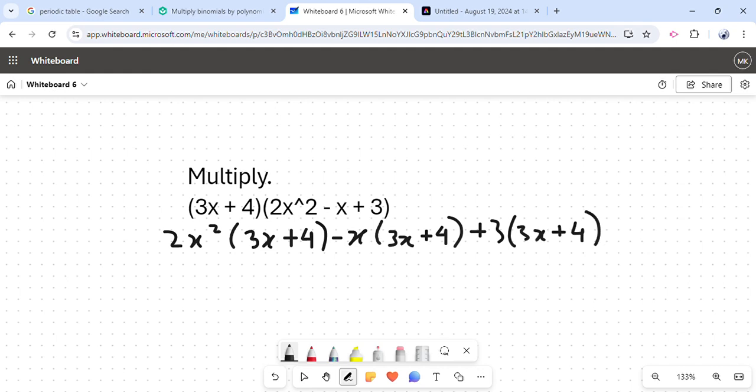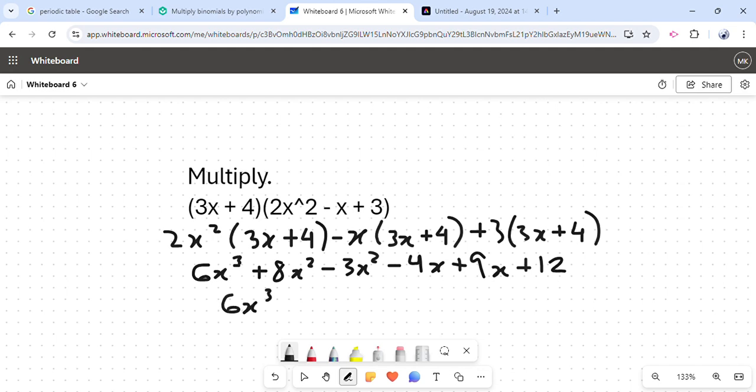plus 4, and then multiply it out, which would give you 6x to the power of 3 plus 8x squared minus 3x squared minus 4x plus 9x plus 12, and then simplify to get 6x to the power of 3 plus 5x squared plus 5x plus 12.